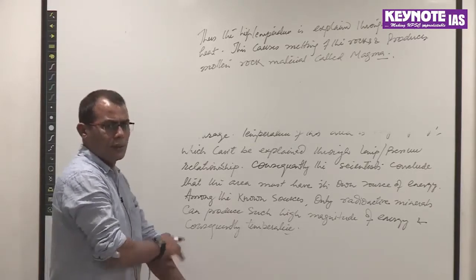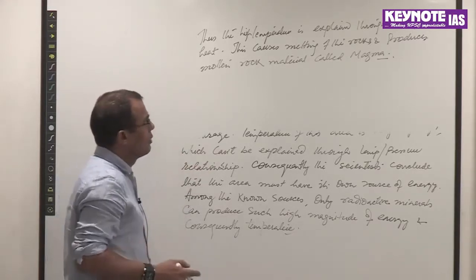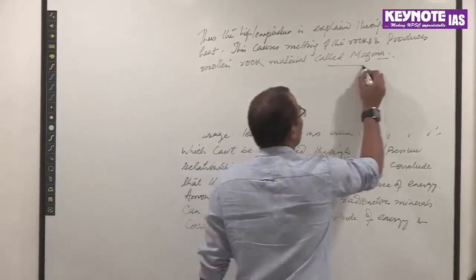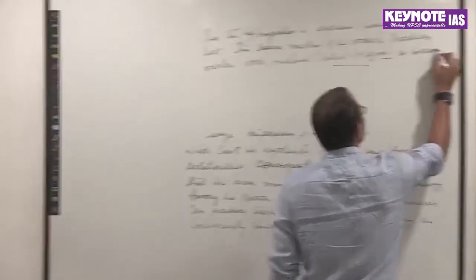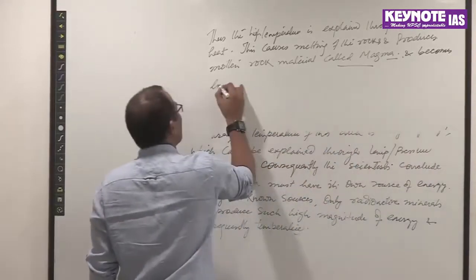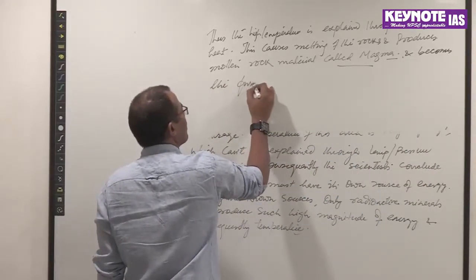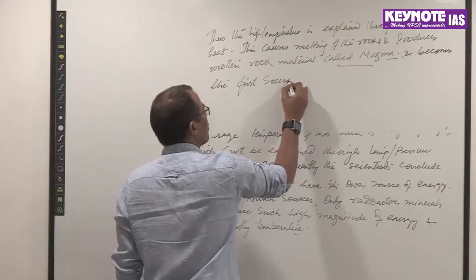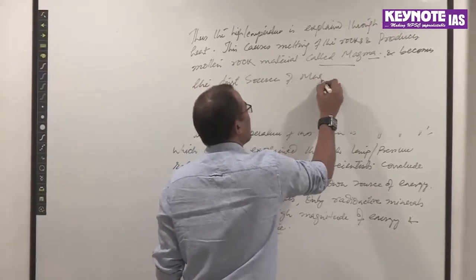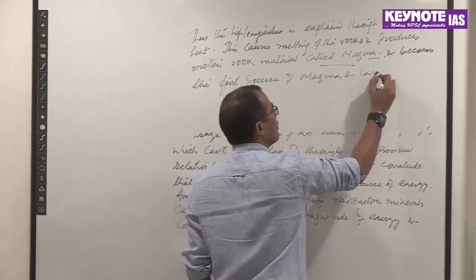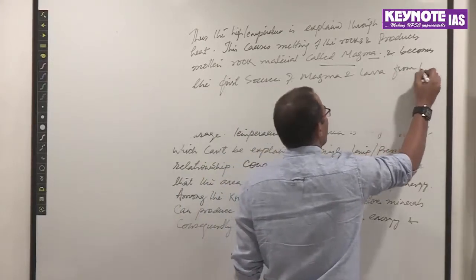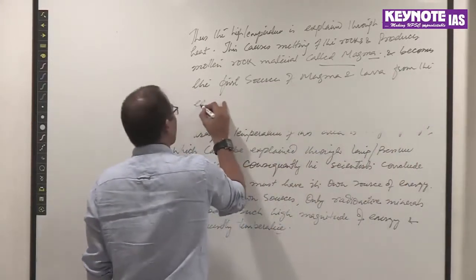Let's finish this temperature part, we'll discuss that. Called magma, and it becomes the first source of magma and lava from the Earth's surface.